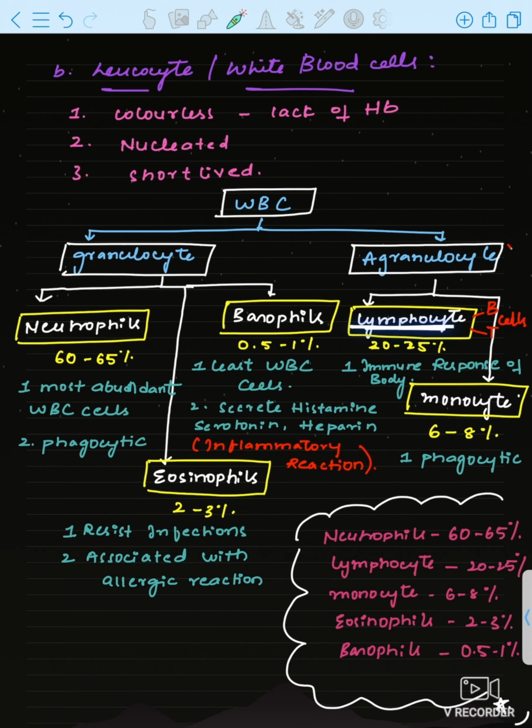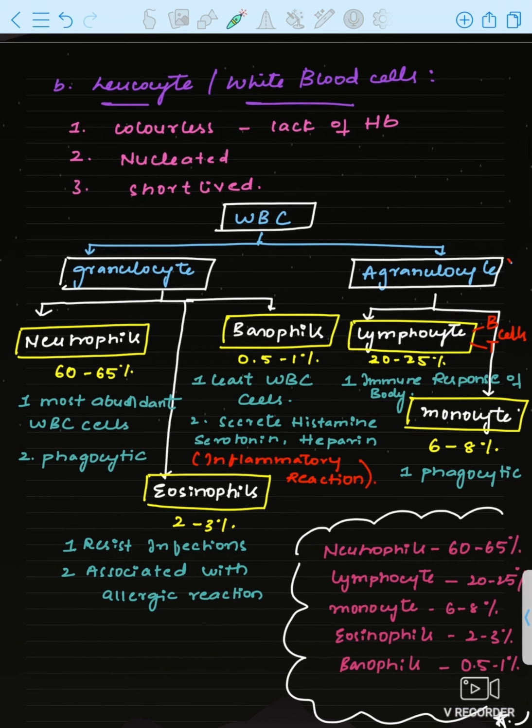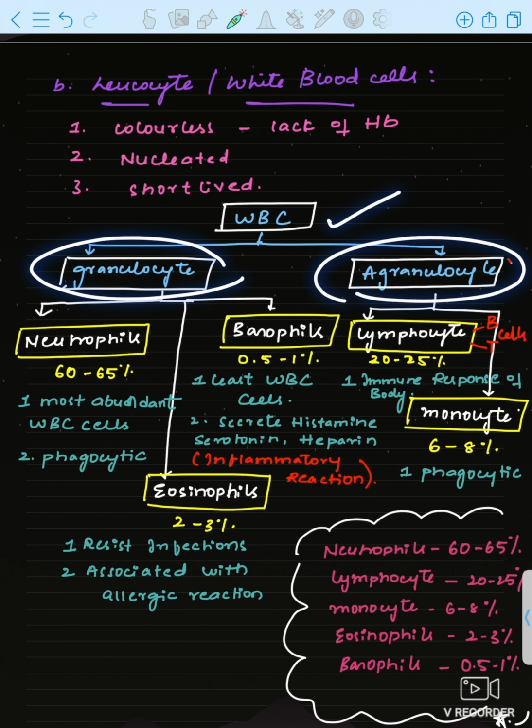Next, lymphocytes. We all know that two types of cells are there, B cells and T cells. What is their function? They provide immune response to the body. And its value is 20 to 25%. So let us quickly tell once again.